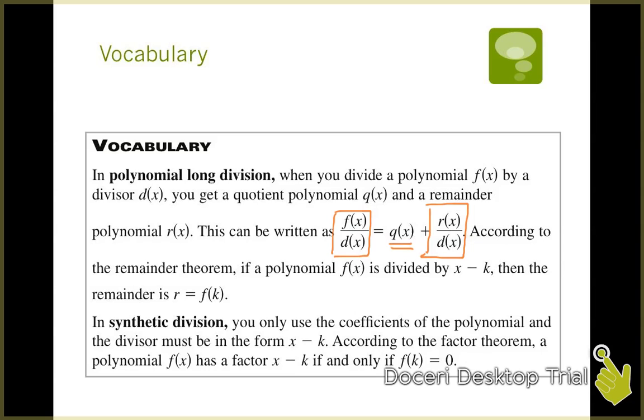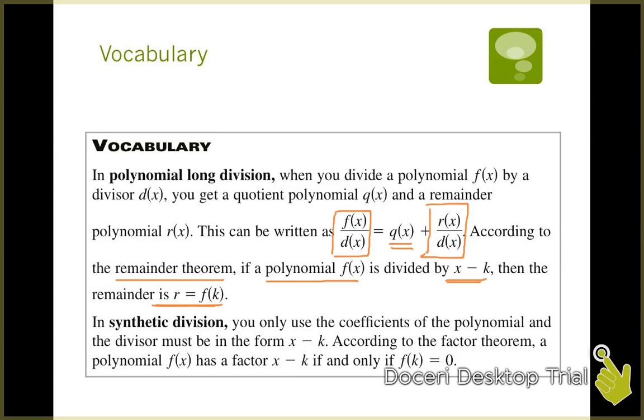It goes on to say that according to the remainder theorem, if the polynomial f of x is divided by a particular divisor that's in the form x minus k, then the remainder r is equal to f of k.